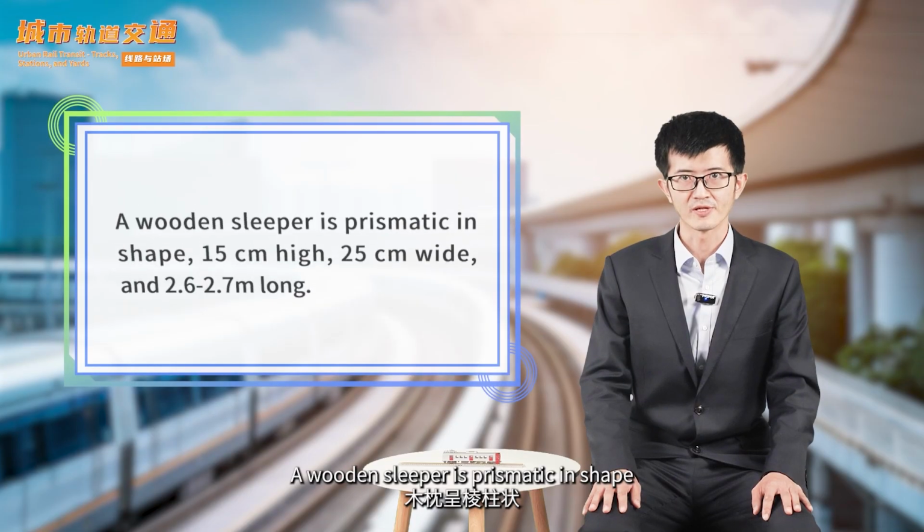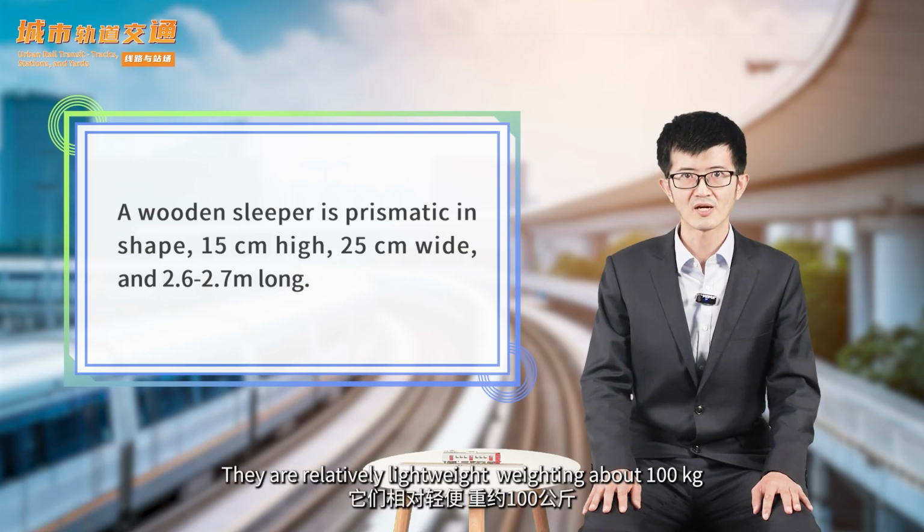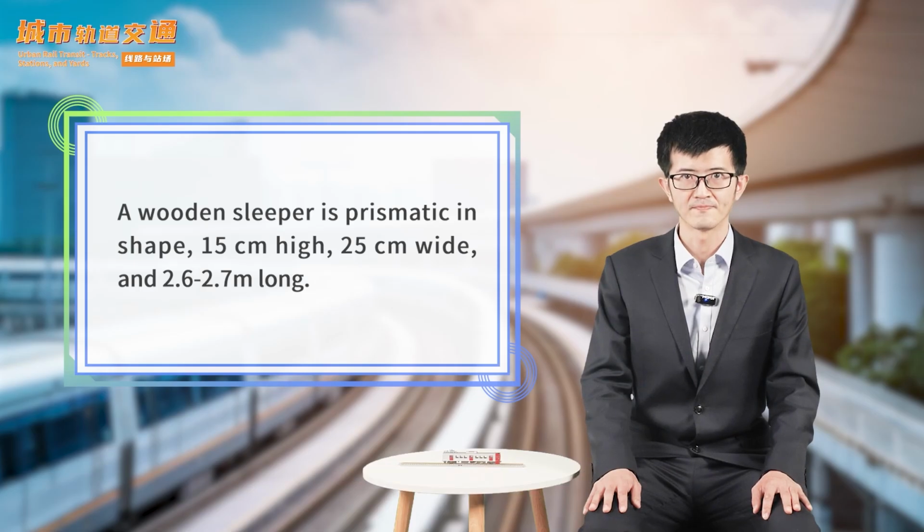A wooden sleeper is prismatic in shape, 15 centimeters high, 25 centimeters wide, and 2.6 to 2.7 meters long. They are relatively lightweight, weighing about 100 kilograms. And that means the sleeper can be easily replaced and quickly installed by hand.